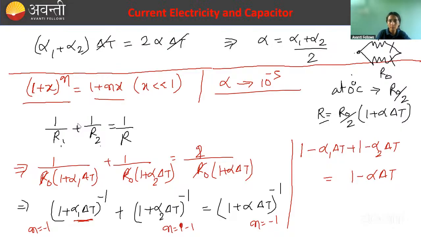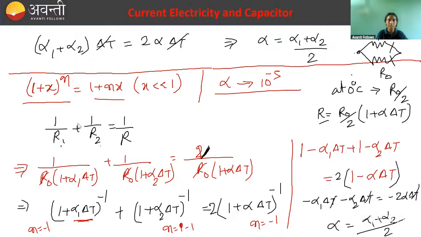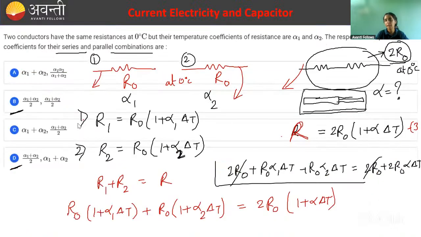Here we made a mistake: this 2 was there, and we missed it. So this is your 2. 1 plus 1 is 2, and that 2 will get cancelled from here. So minus alpha 1 delta T minus alpha 2 delta T is equal to minus 2 alpha delta T. Delta T will get cancelled, and alpha is equal to (alpha 1 plus alpha 2) by 2. Same as parallel, we got it here. So the correct answer should be B.